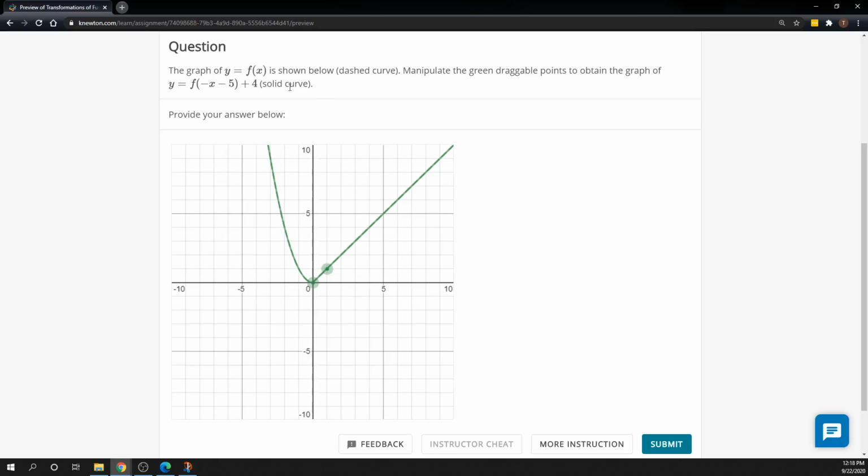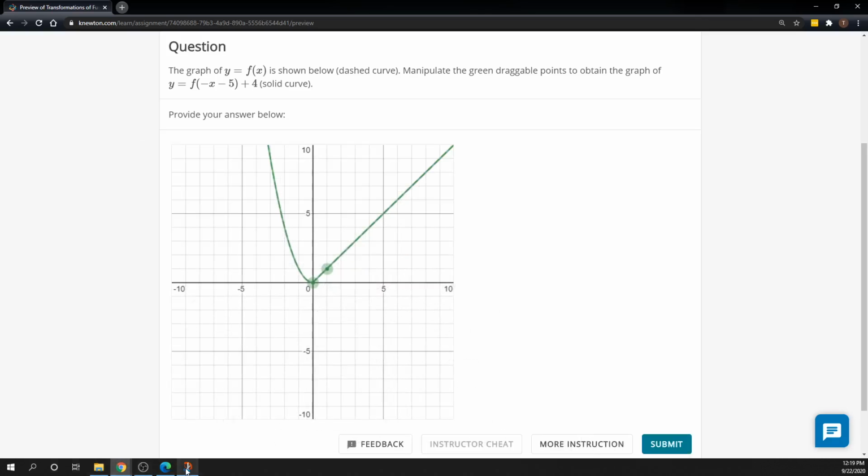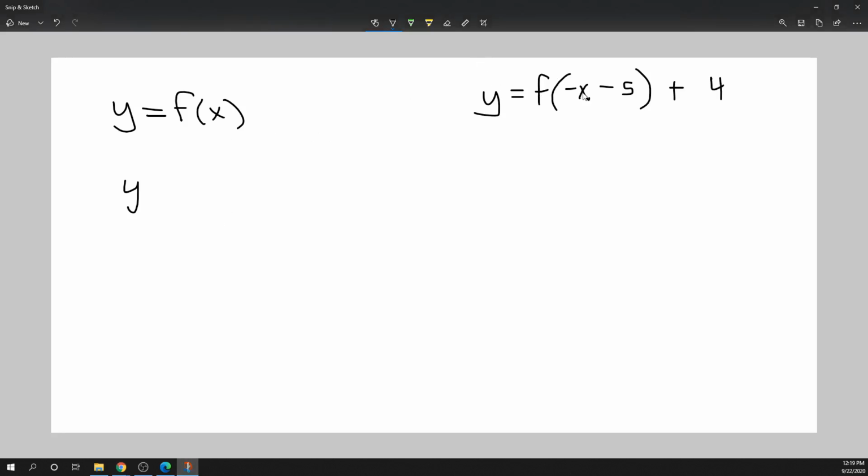All right, and so what I'm going to do is figure out what transformations were made, starting with y equals f of x, to transform that into this function here, using the 6 transformations that we talked about. And don't forget that I have the sheet of those 6 transformations here for you to look at. All right, so starting with y equals f of x.